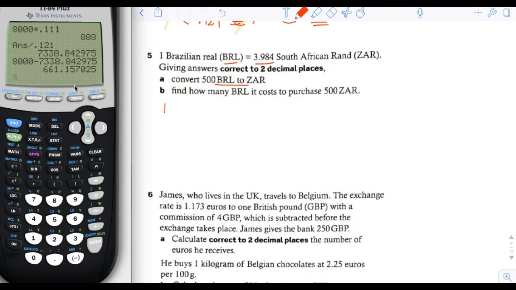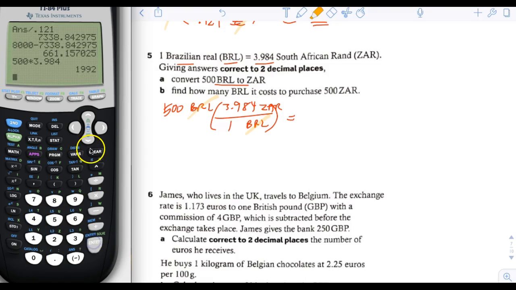So we're going to start with 500 Brazilian reais, and then we're going to multiply it times a domino, where there is 1 Brazilian real, which is equal to 3.984 South African rands. So basically what we're going to do is cancel out the Brazilian reais. We put the Brazilian reais in the bottom of the domino so that it would cancel out. And we multiply 500 times 3.984. And the answer is 1992.